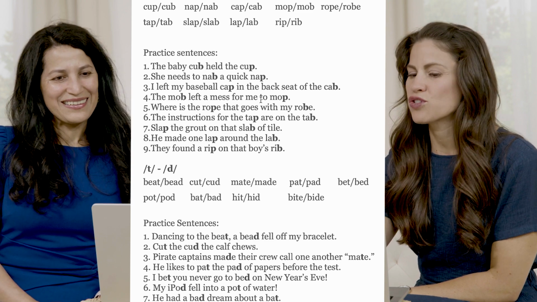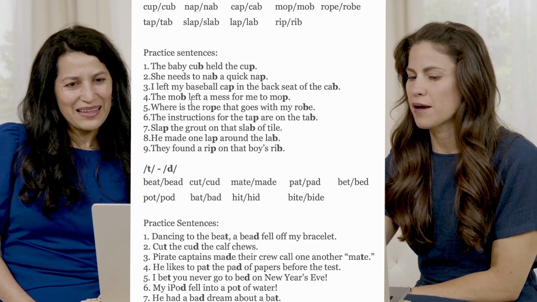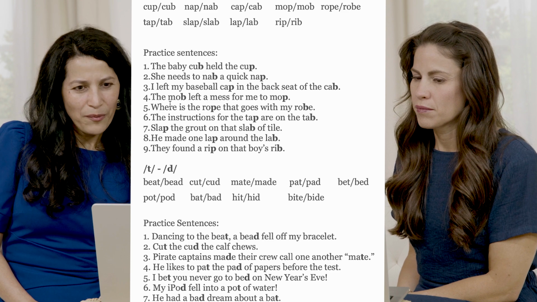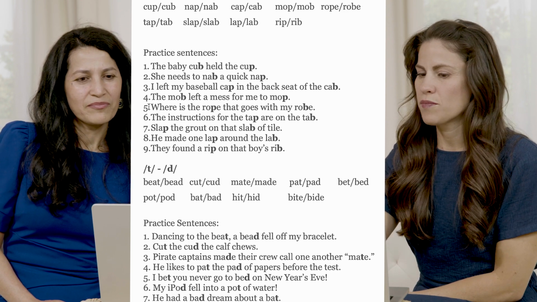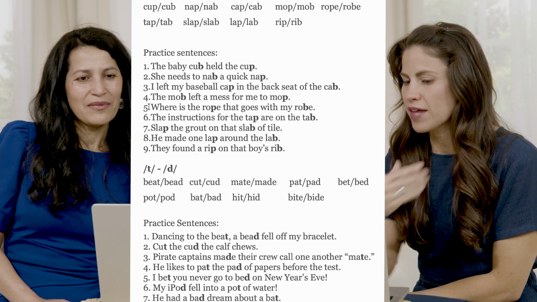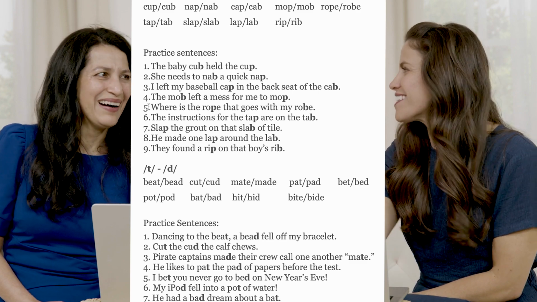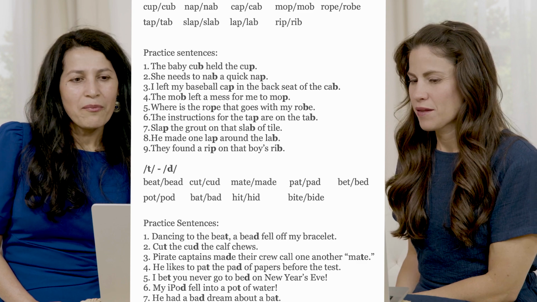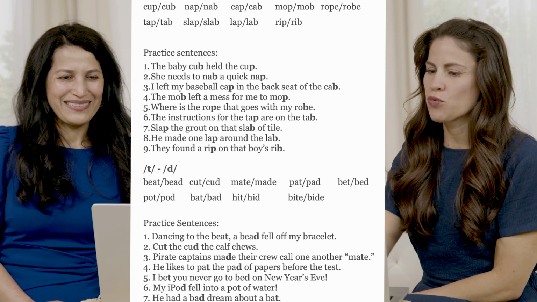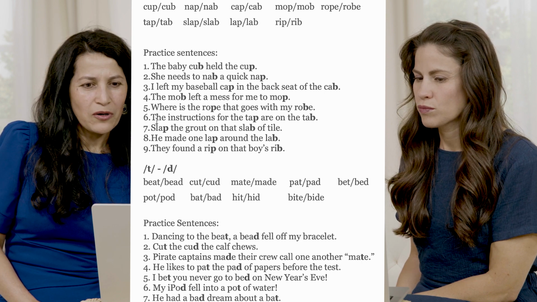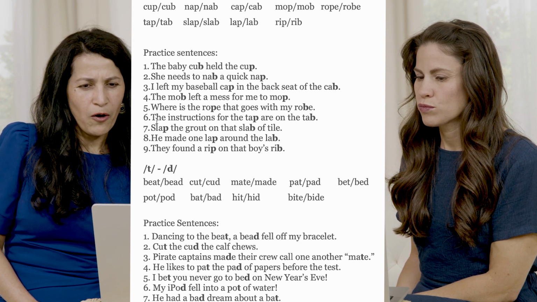Good, good, good. Okay, so do this next one on your own without my model. The map left a mess for me to mop. Okay, so backwards. So the mob, that's the voiced one. The mop is the voiceless one. So try it one more time. The mob left a mess for me to mop. Perfect. Okay, do one more here. Where is the robe that goes with my robe?